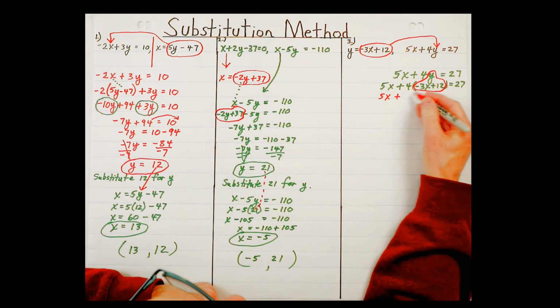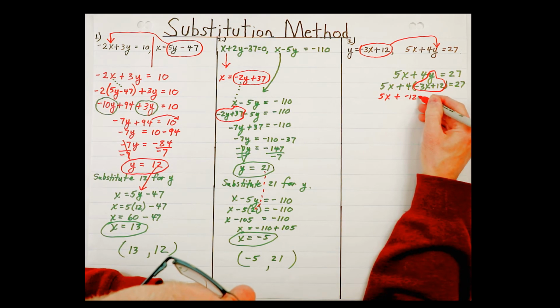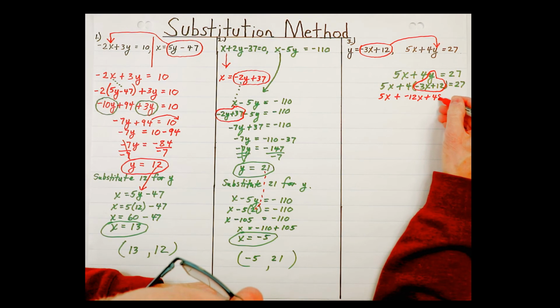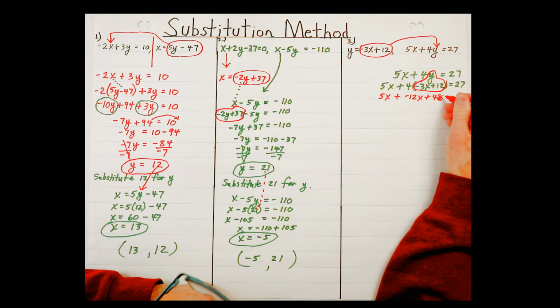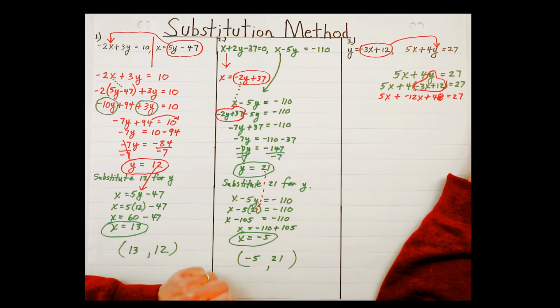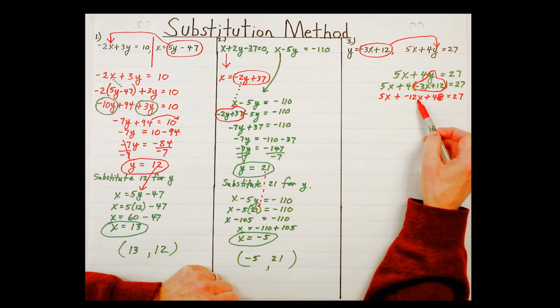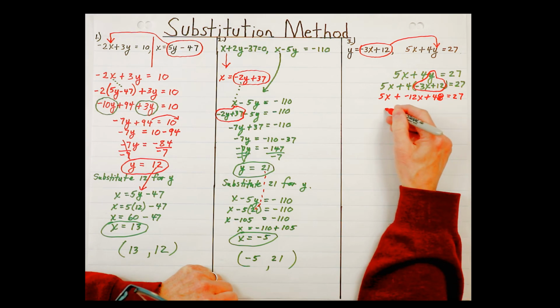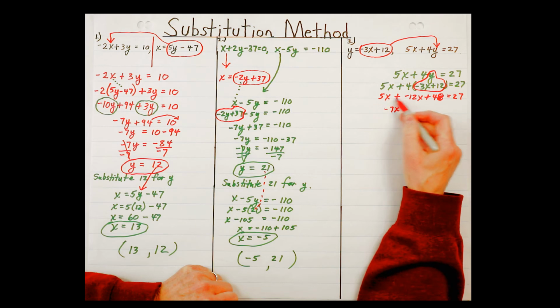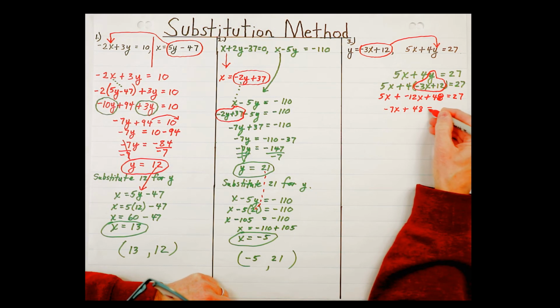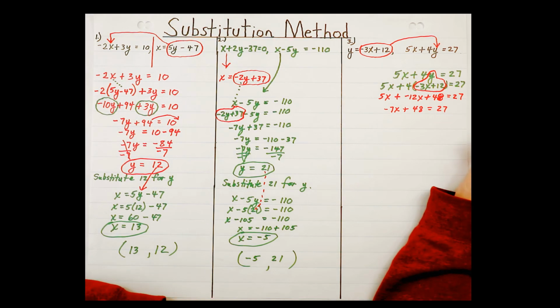4 times negative 3x is negative 12x. 4 times 12 is 48. That's supposed to be an 8. And then we bring down the equal sign and we bring down the 27. 5x and negative 12x. You add those, you get negative 7x. Those are like terms. Plus 48 equals 27. How's that?